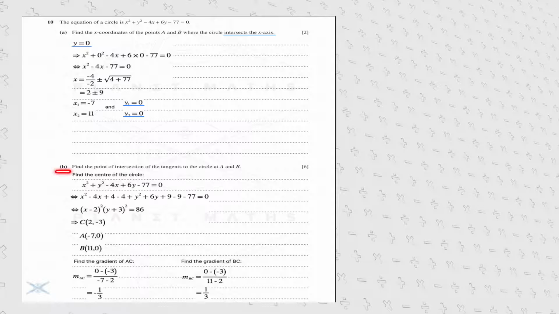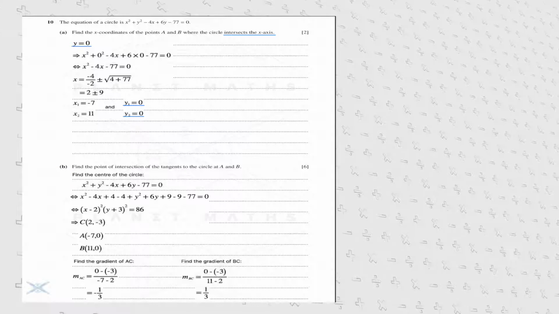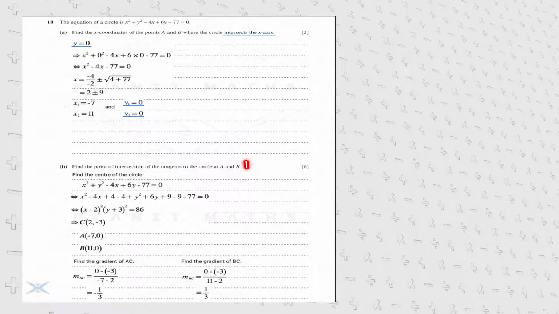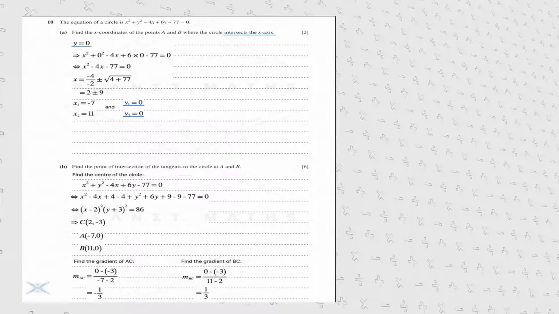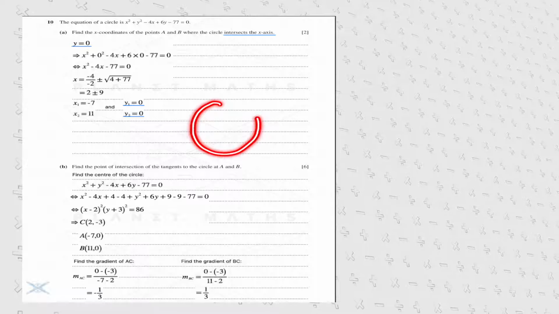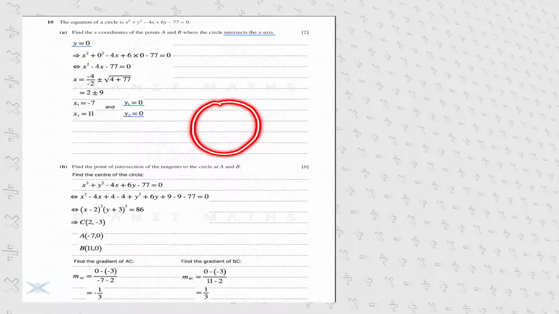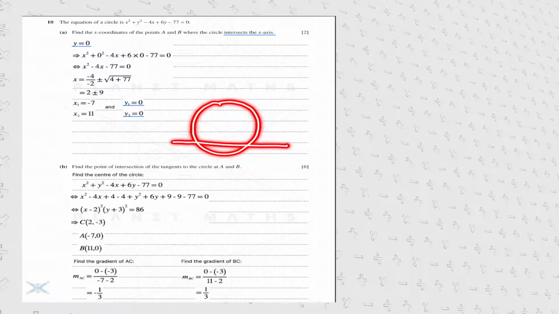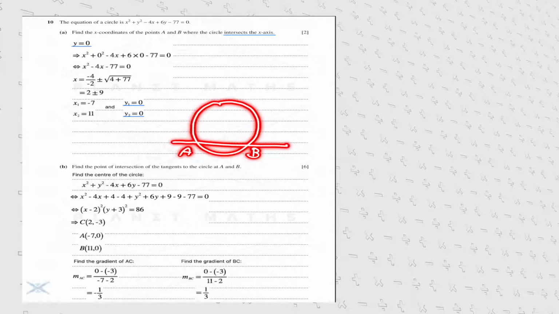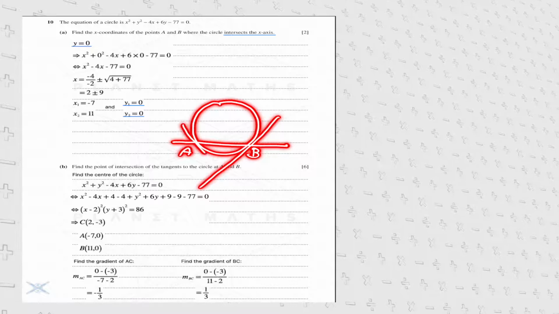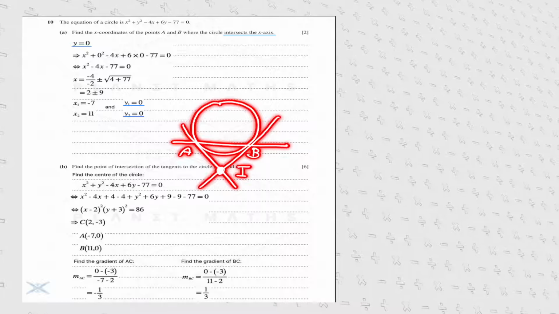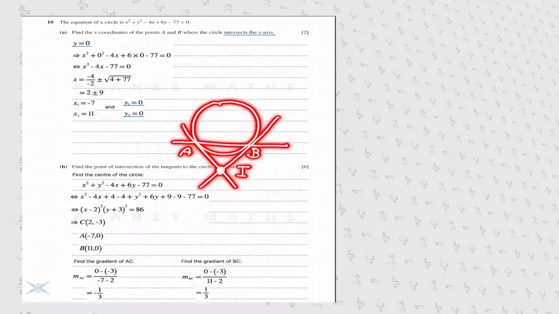Moving on to part B of this exercise, where we are supposed to find the point of intersection of the tangents to the circle at A and B. So what we are roughly looking at from a visual point of view is, let's imagine that this is our circle which intersects the x-axis. So we will put the tangent at both points A and B to the circle, and those two tangents will intersect at the point I for intersection. So this is what we will have to determine here.